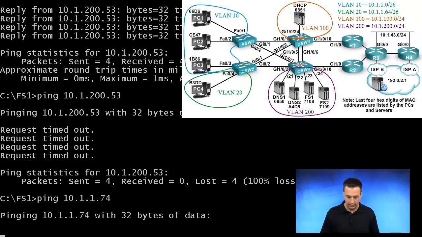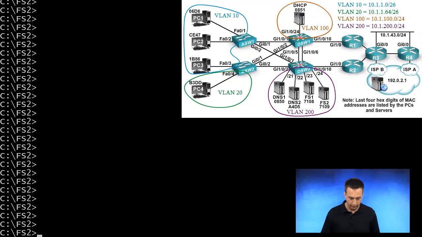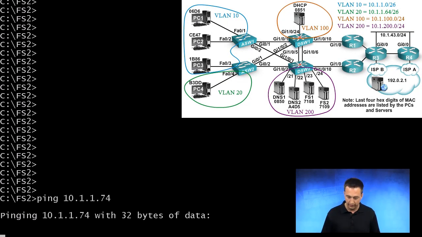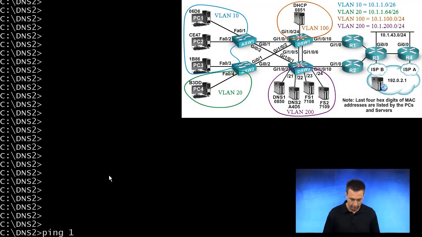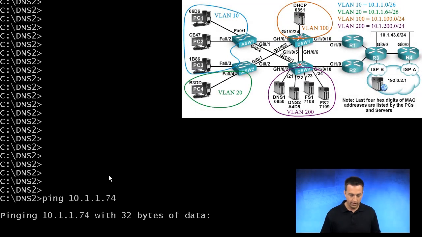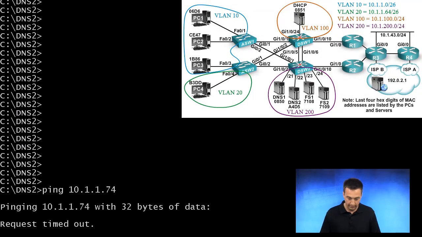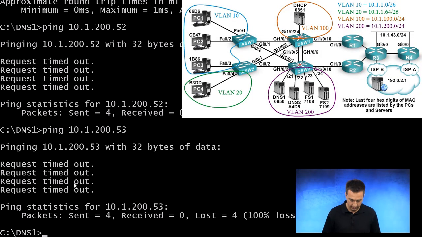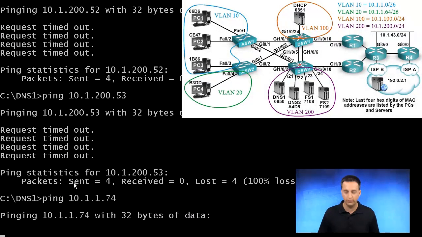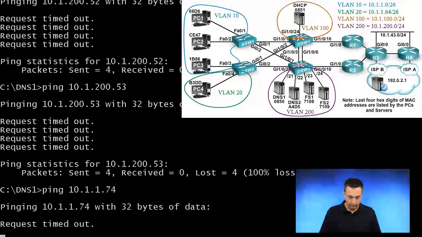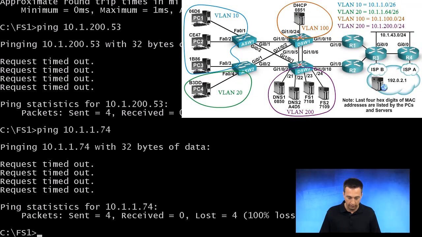So that fails for file server 1. Let's go to file server 2. Ping 10.1.1.74. That fails for file server 2. Let's ping 10.1.1.74. That fails for DNS2. And lastly, we'll do a ping for 10.1.1.74, and that fails for DNS1. All right, so it's failing for all of them.